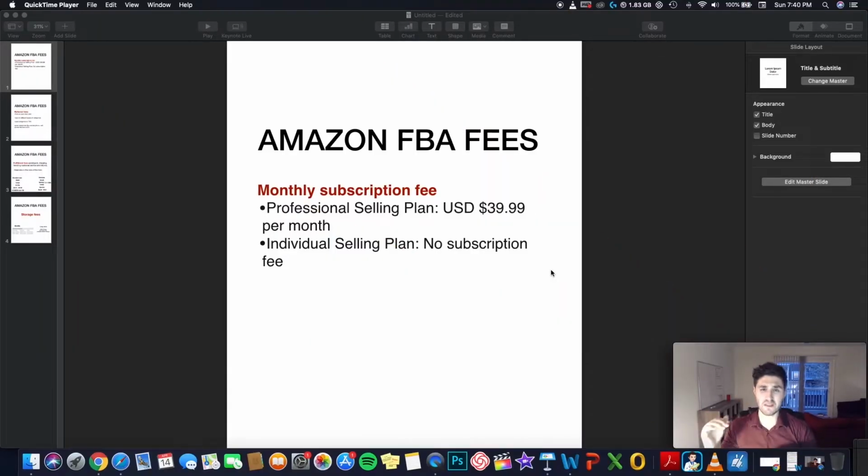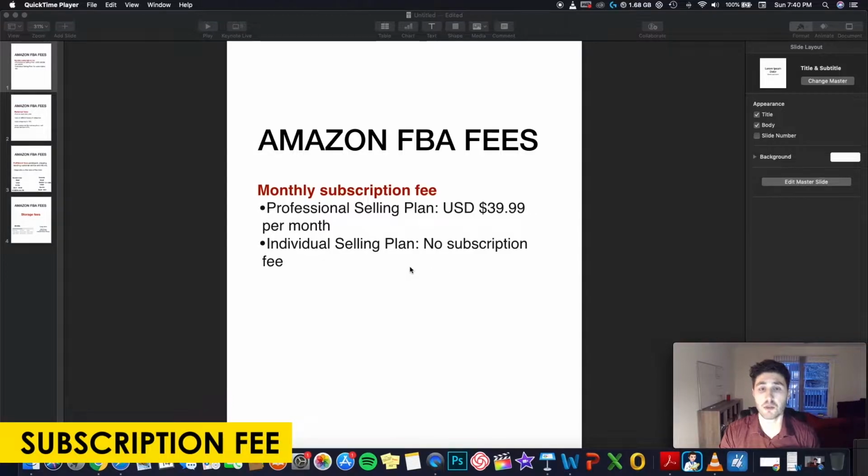Guys, it's very important to understand all those fees, because when you eventually go and see your payment summary, you want to know how those fees are deducted and where they're coming from, so we will have no surprises. The first one, and the most straightforward one, is the subscription fee.